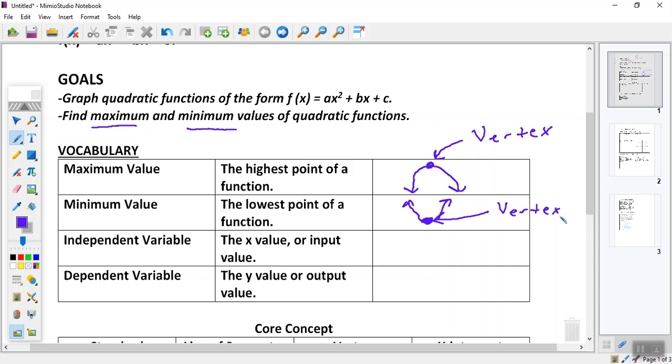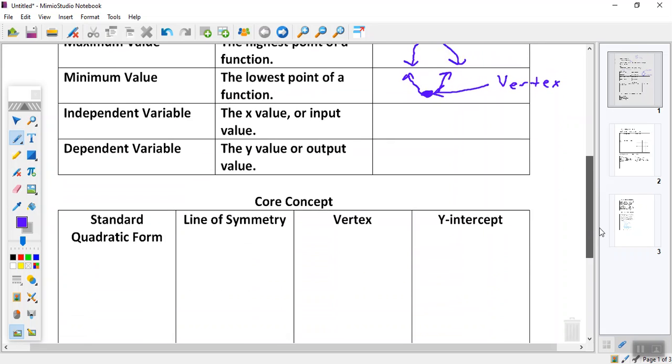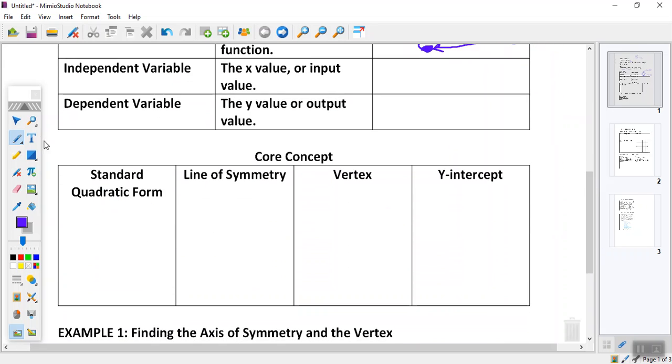Okay. All right, kids, here's the big idea today. This core concept right here is super duper important today. In fact, so important, I'm going to kind of highlight this. You might want to put a star or something by it. This is a really important core concept, okay? All right, kids, we're going to talk about this form of quadratics today.